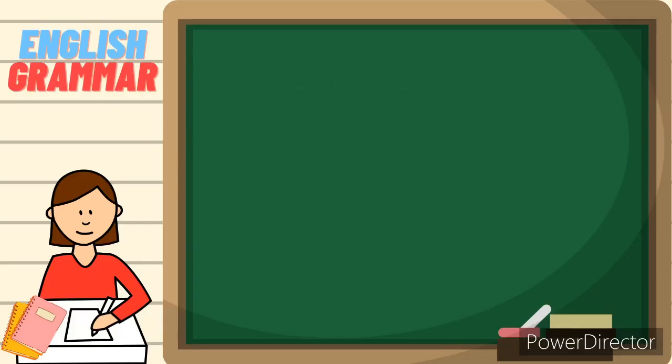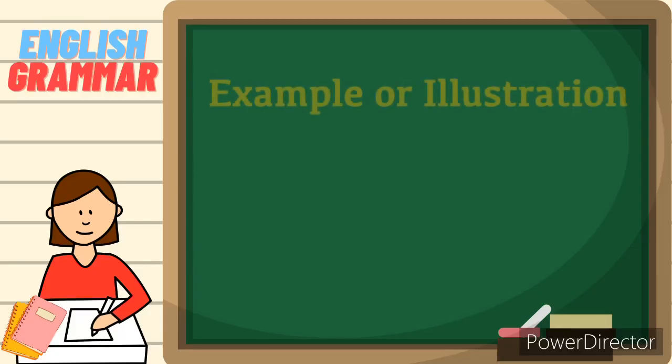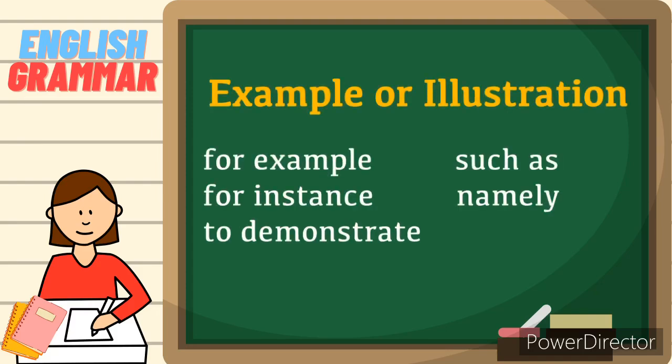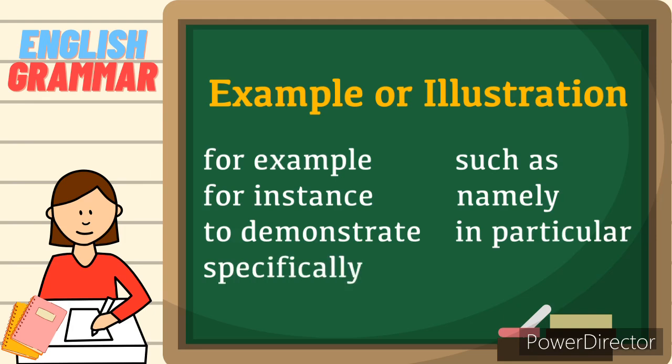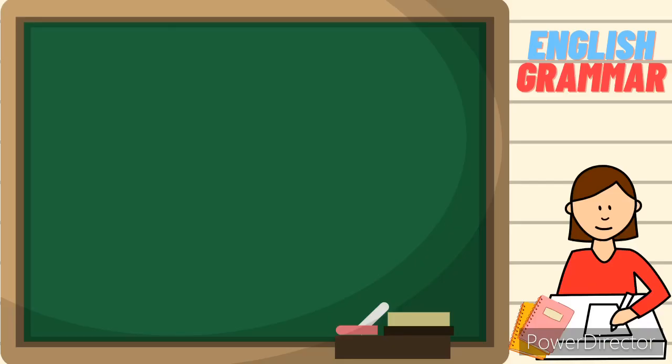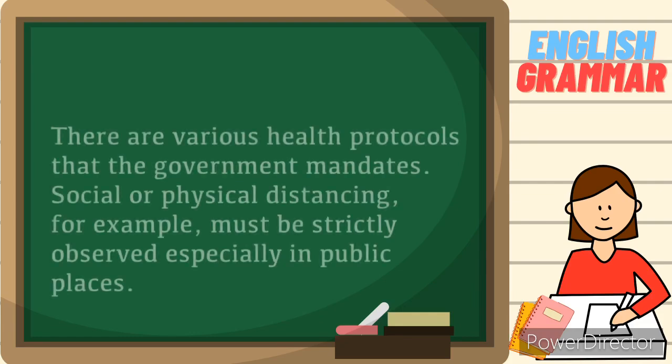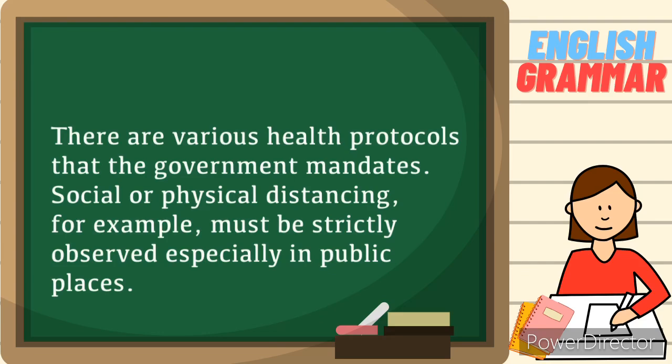What if we want to introduce an example or show an illustration? These transition signals will be helpful. For example, such as, for instance, namely, to demonstrate, in particular, and specifically. Let's use one of them in a sentence. There are various health protocols that the government mandates. Social or physical distancing, for example, must be strictly observed, especially in public places.